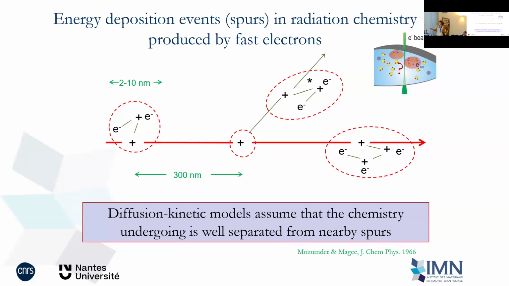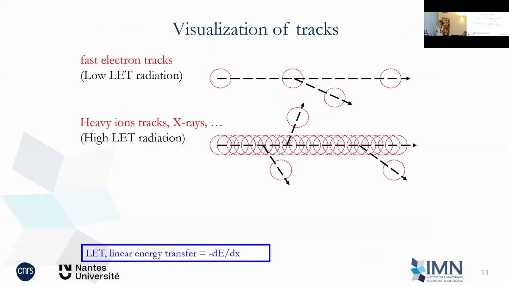So this is just a snapshot of electrons going here and then different things that are going to be producing these spurs. And then it is assumed that for electrons, these are well separated. They don't interact with each other. And there is an average chemistry that they use for this. Okay. And then there are two different types of radiation.